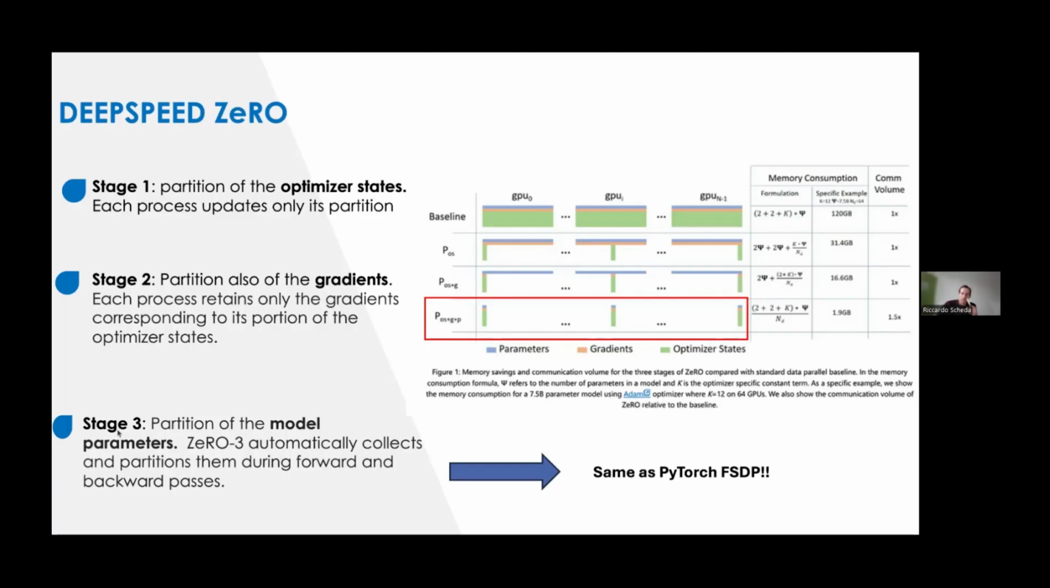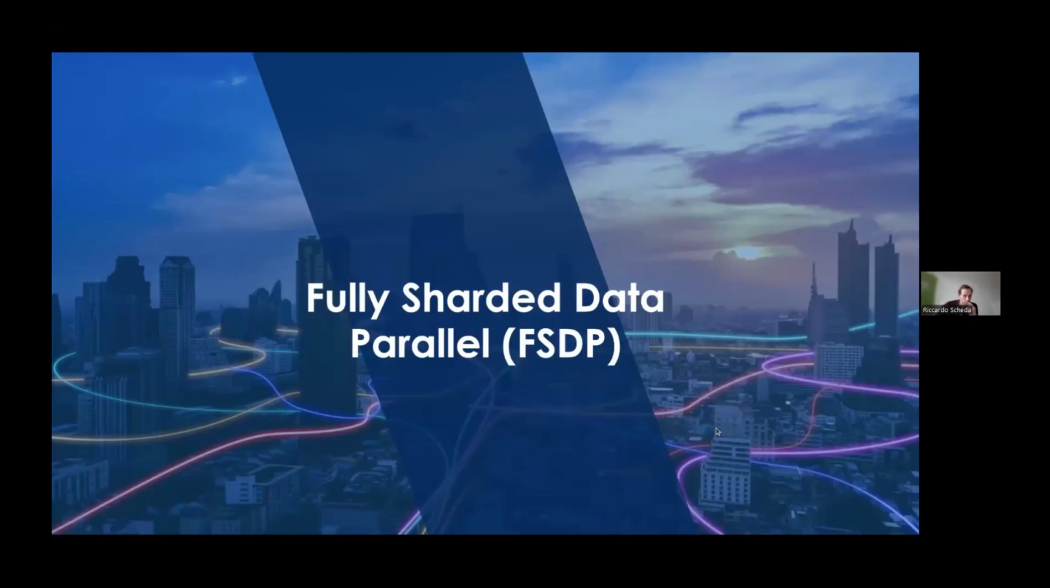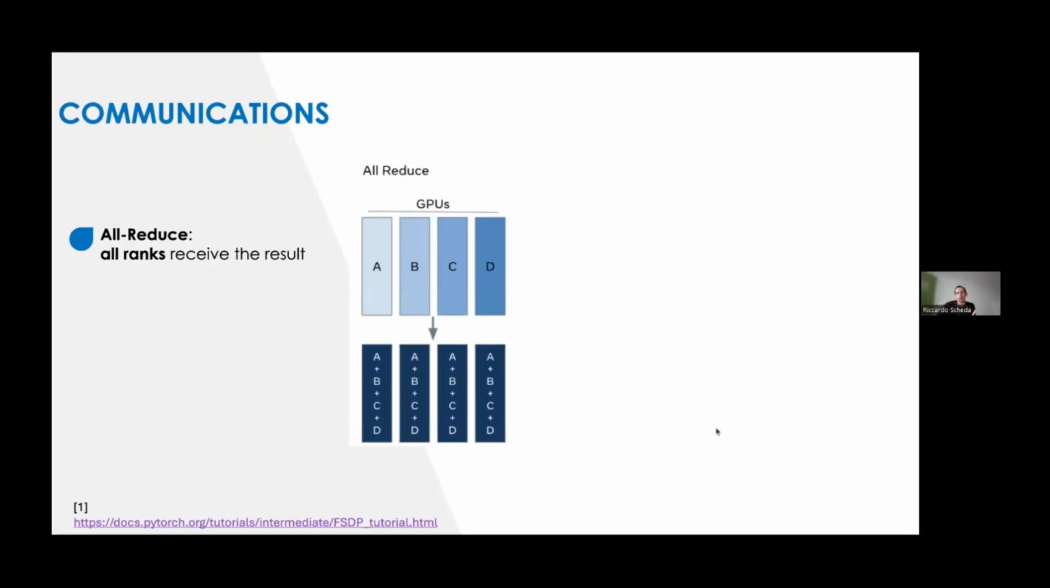And stage three, the situation in which you split the model parameters, the gradients, and the optimizer state, is the same as PyTorch Fully Sharded Data Parallel. It's the same technique, but it is optimized by PyTorch. So let's see what Fully Sharded Data Parallel is composed of. Before diving into the technique, let's make a recap of the principal communications between the different GPUs.